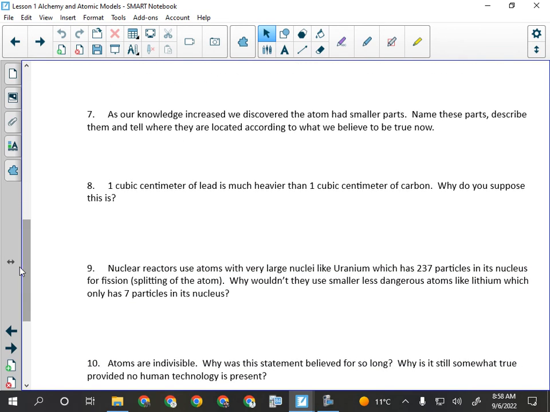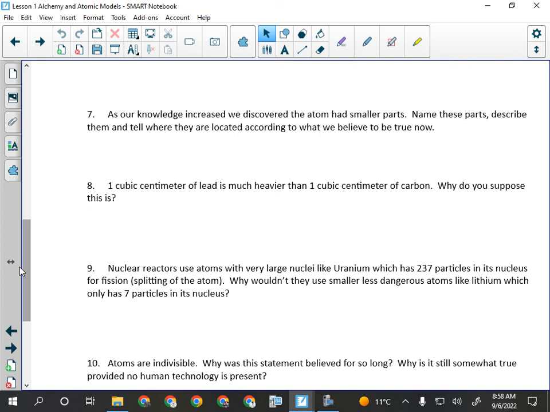Okay, number 7, as our knowledge increased, we discovered the atom had smaller parts. Those parts are protons, which are positively charged in the nucleus. Neutrons, no charge in the nucleus. Electrons, negatively charged in the cloud. Okay, so if you got those things, that's generally what I would have been looking for for number 7.